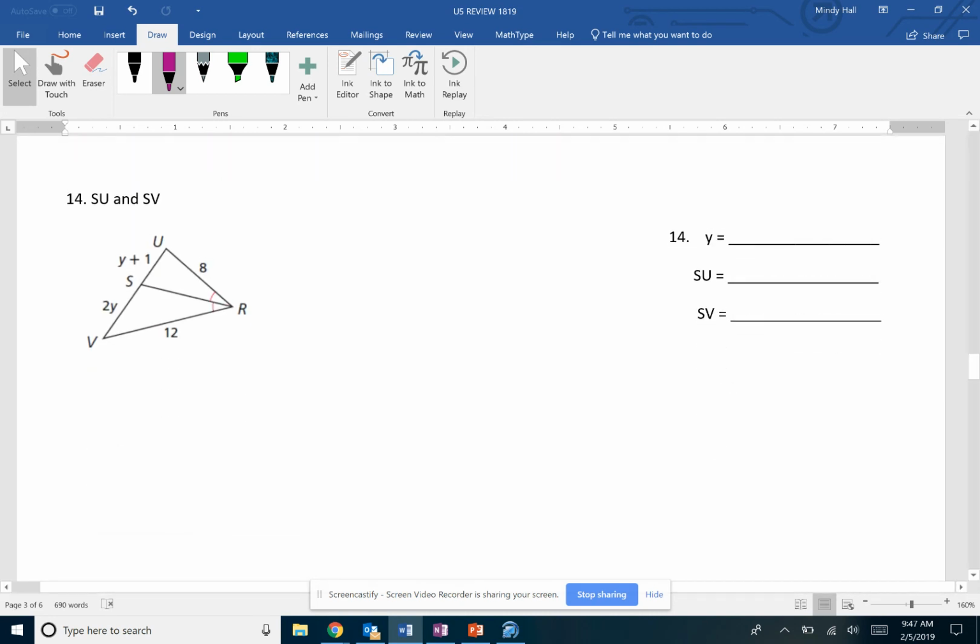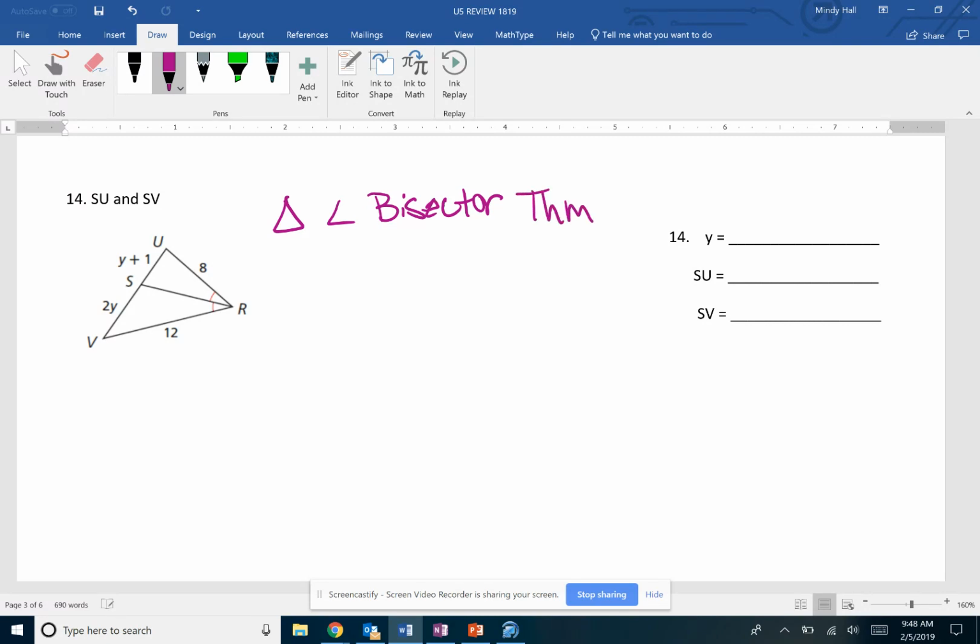Our next one, if you can't tell what theorem you're using right off the picture, you should probably look at the pictures more, because this is the triangle angle bisector theorem. Again, I see a triangle. I see an angle that is bisected, so it's triangle angle bisector theorem. So with this theorem, you just have to set up a proportion. So 8 over 12 equals y plus 1 over 2y.